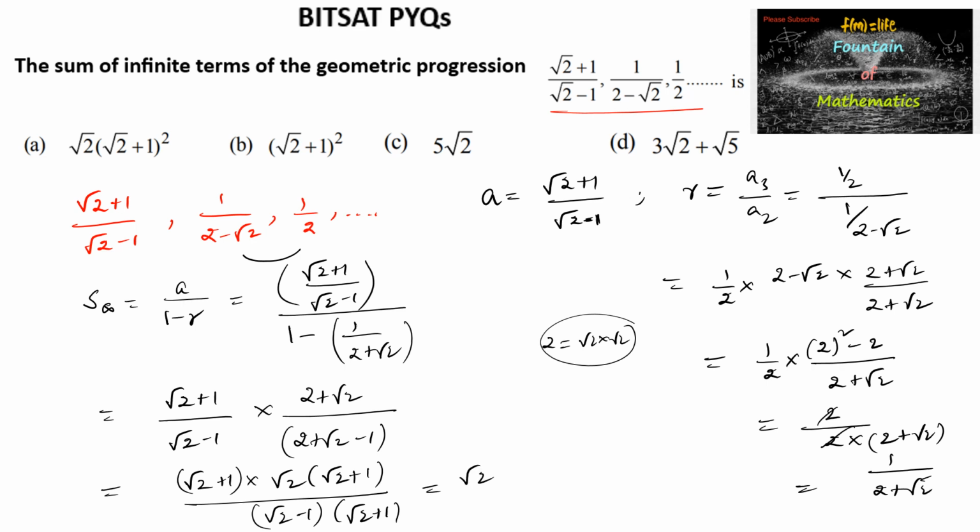So we can say root 2 into (root 2 plus 1) whole square divided by the denominator, (a plus b)(a minus b), root 2 whole square minus 1 square. Root 2 whole square is 2, and 2 minus 1 is 1. So we can write root 2 times (root 2 plus 1) whole square divided by 1, which is our option A.